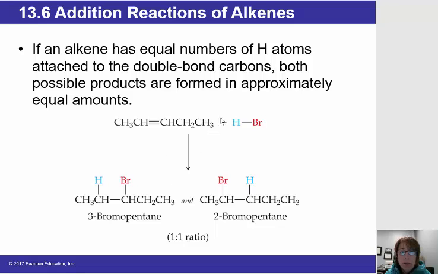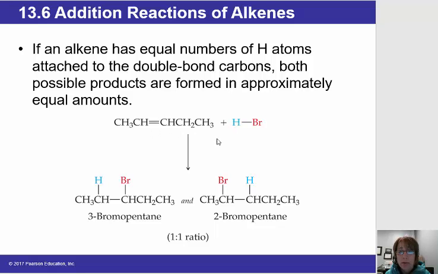Now, sometimes we'll do hydrohalogenation, but the carbons in the alkene bond will have the same number of hydrogens. That's the case in 2-pentene. If we look at these two carbons in this double bond, each only has one hydrogen. If that is the case, then we will have an equal mixture of both potential products.